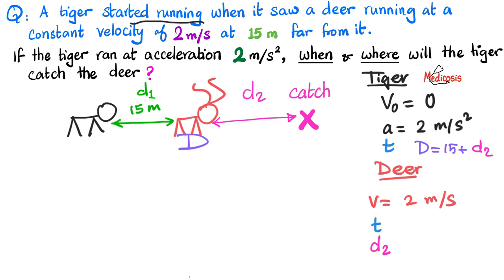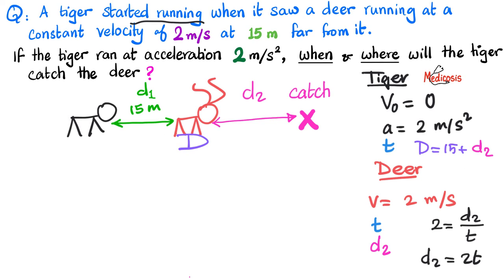Now, here is an easy equation for the deer that we can get out of the way. I know the velocity is 2 meters per second, and I know that velocity, which in this case is 2, equals distance, let's call that D2, over time. Which means that D2 equals 2 multiplied by T, cross multiplication. So if I can find out how much T is, which is the same for the tiger and the deer, and this answers the when question, I can then find D2, because D2 is twice the time. Then I can add D2 to D1 to get the total distance for the tiger, and this answers the where question.